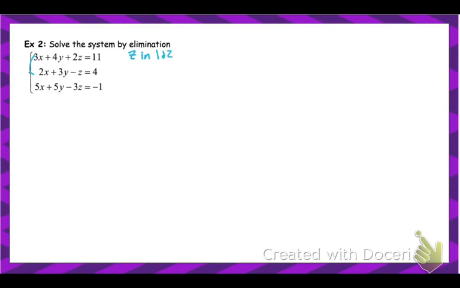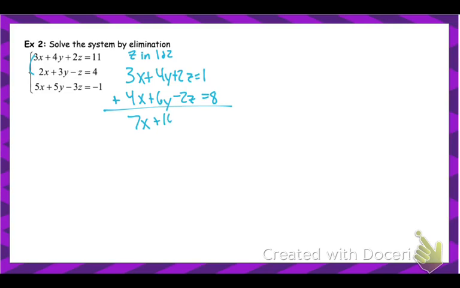So in order to do that, I can keep the first equation the same. And then the second equation, in order to eliminate z, I need to multiply everything by 2. So 4x plus 6y minus 2z equals 8. So now I end up with that equation. Now I need to pick another set of two equations, and I need to eliminate the same variable that I eliminated in this equation.